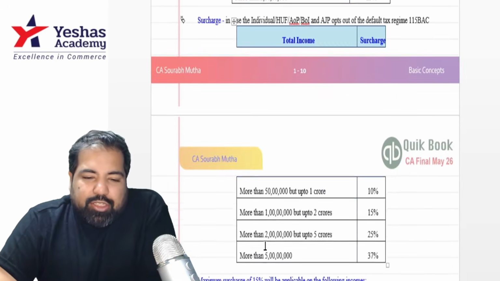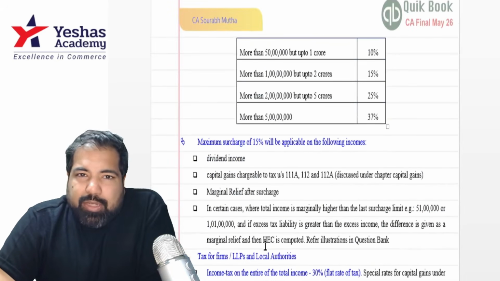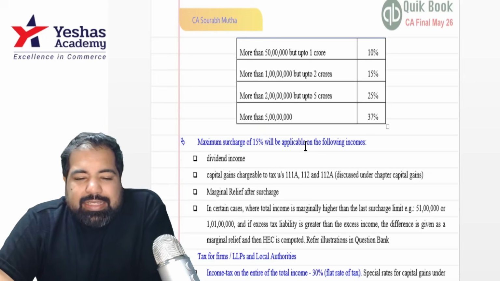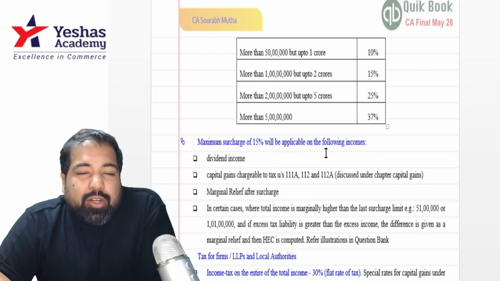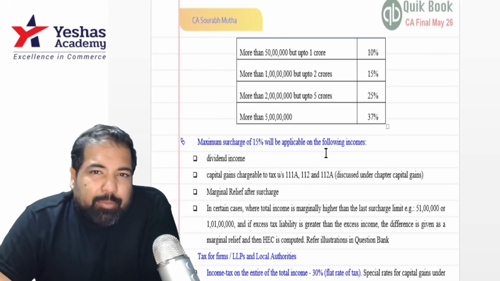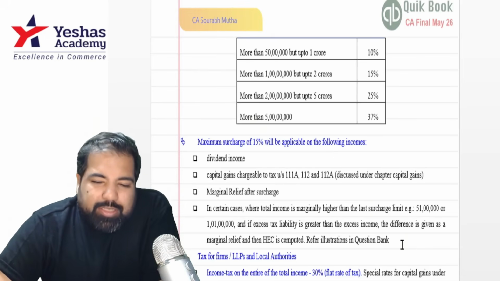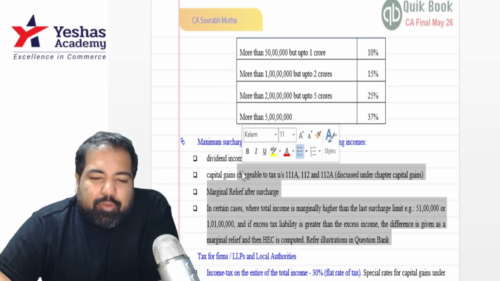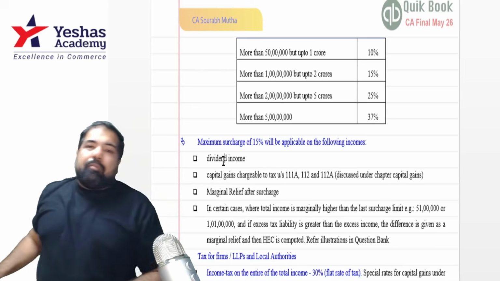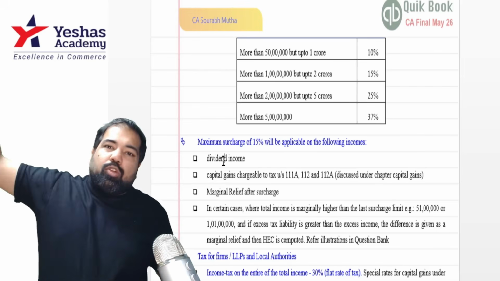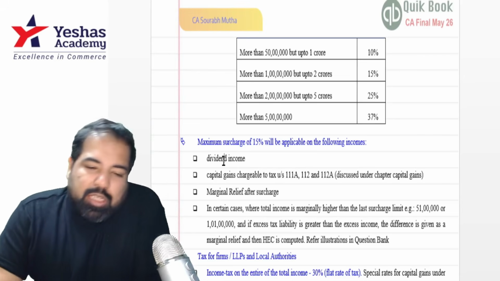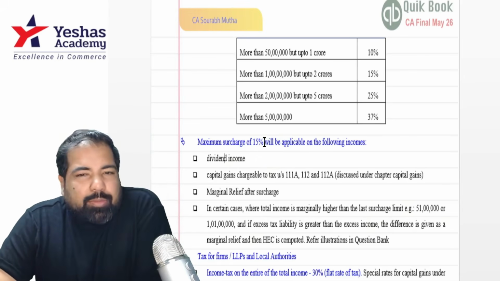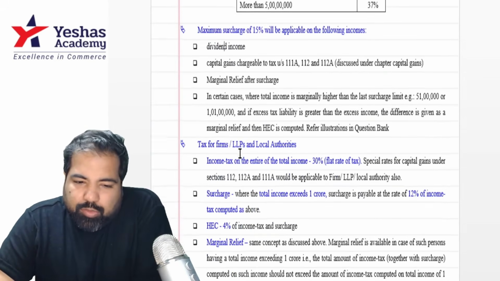Next, HEC is our constant friend. It will always be 4%. Guys, if you are earning 4 incomes, by the way, example dividend income and those special rates of capital gain, which you will see in the capital gain chapter, then on these 4 incomes, I'm just telling you that the maximum surcharge will be 15%. Example, if my income is only dividend income, 10 crore rupees of dividend income, then I will not have to pay 25-37% surcharge. My maximum surcharge will be only 15%. We'll do some calculation on this. We'll do some sum on this very soon.